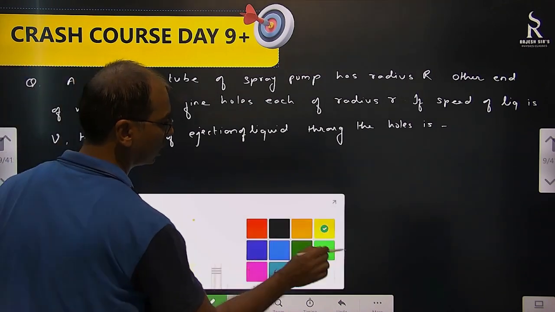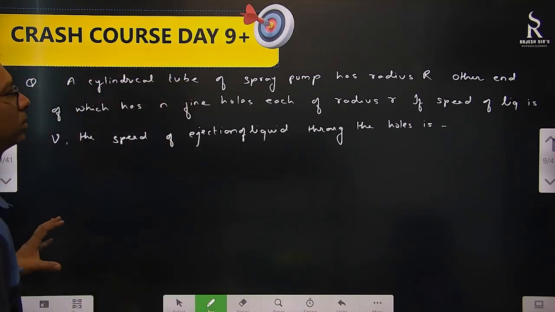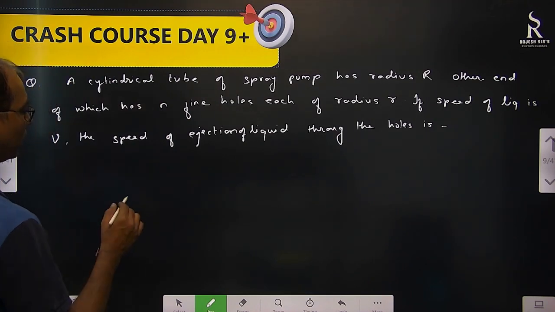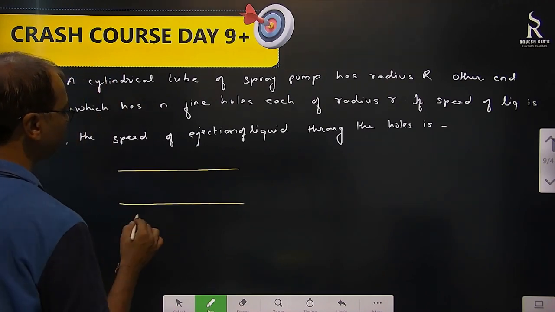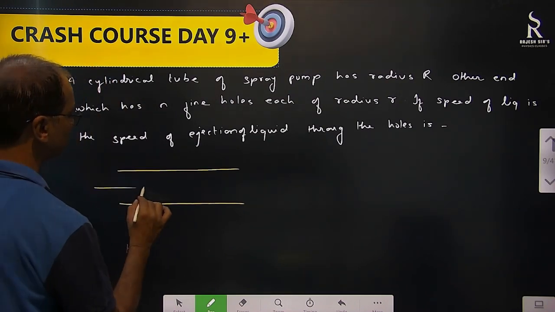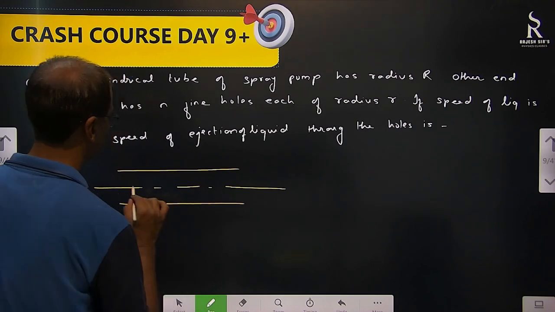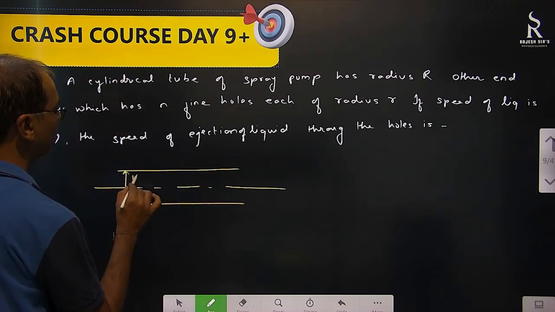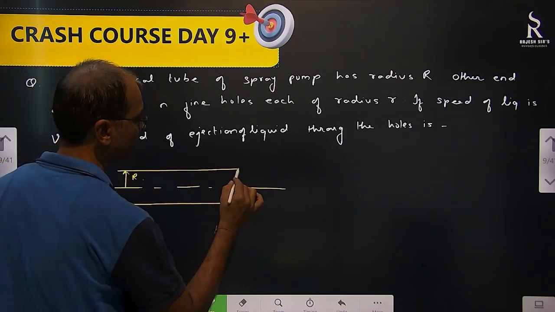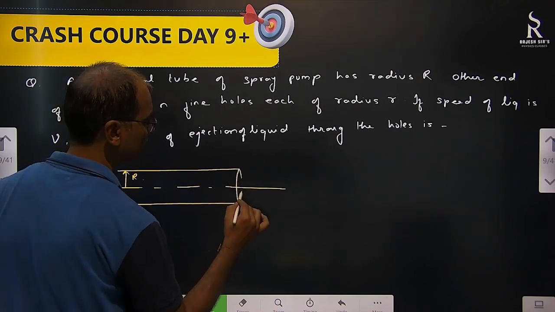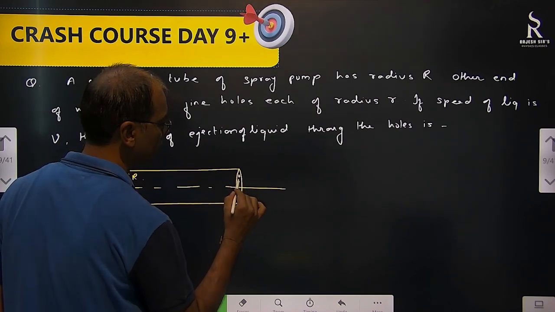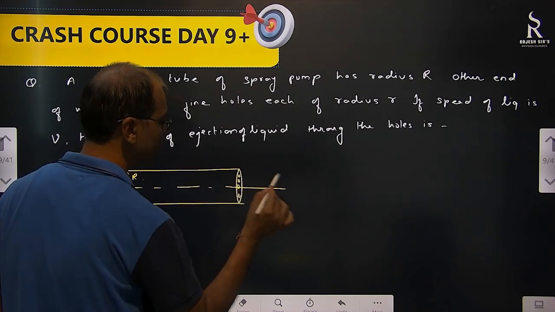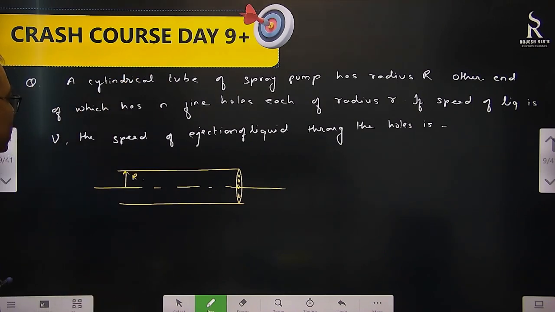Okay. What he's trying to say, there is a pipe. Pipe is having radius r. So this is how the pipe is. Its radius is r. Then suppose at this end there is this section, and in this section there are small holes like this, through which the liquid has to go. The question is asking the speed of ejection of liquid through these holes.